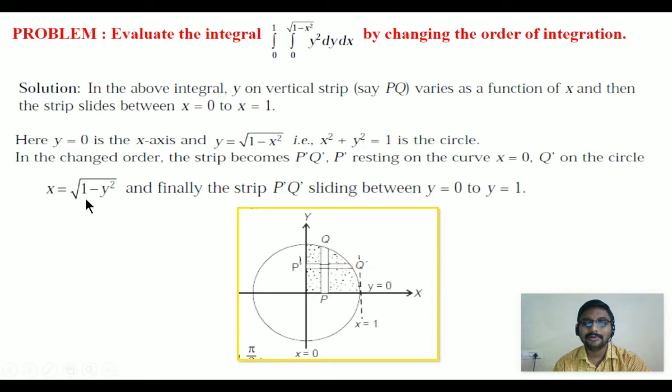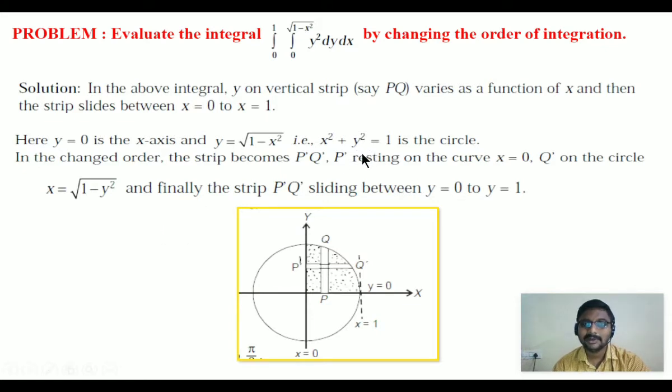X equals root of 1 minus y square, and finally the strip P dash Q dash sliding between y equal to 0 and y equal to 1. The circle intersects the y-axis at the point (0, 1), which is the intersecting point to the y-axis of the circle. The circle equation is x square plus y square equal to 1.